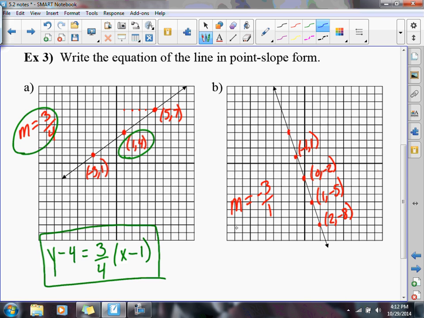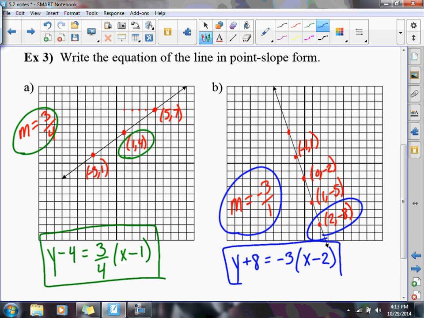So again, I'm going to use my slope and one of the points. Again, it doesn't matter which point you use. Let's use one with a negative this time. Let's use 2, -8. Okay? And then I'm going to write my equation. Y, let's see, minus a -8 will be +8 equals -3. And I could put -3 over 1, or I could just put -3 times x minus, my x value is 2. And that's all we need to do.